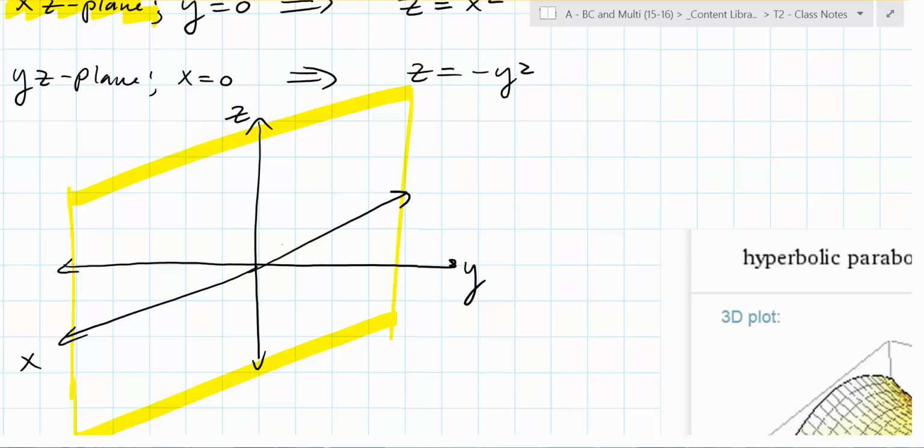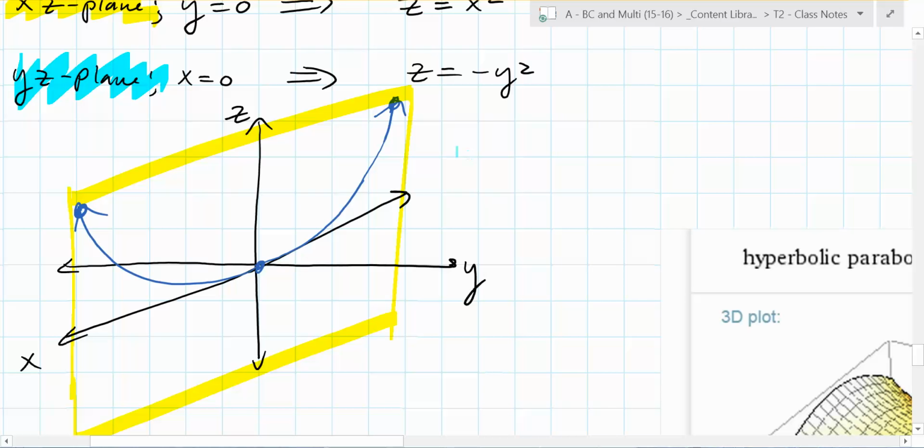So what do we get to draw? It starts here, and it's a parabola, the intersection. This cross section looks like this. Does that make sense, everybody? Okay, so now we have the yz plane. Where's the yz plane going to be? It's like this one right here, correct?